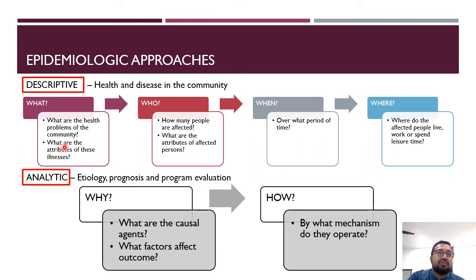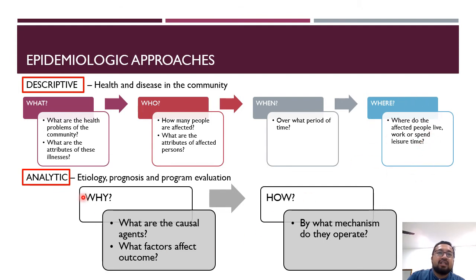Apa yang problem dekat community ni? Who? How many people are affected? What are the attributes of affected person? Siapa yang terkesan? When? Over what period of time? Okay, daripada masa bila ke masa bila? And where? Where do the affected people live, work or spend leisure time?